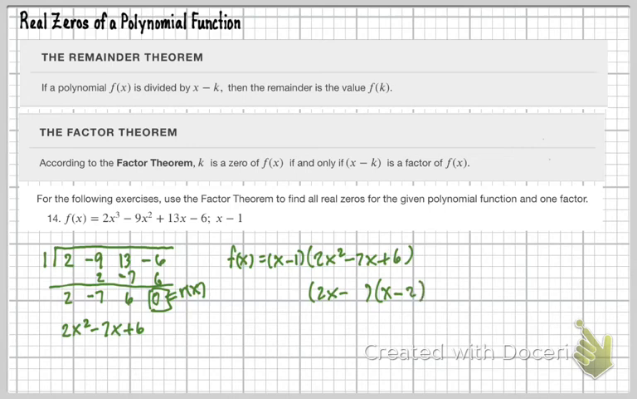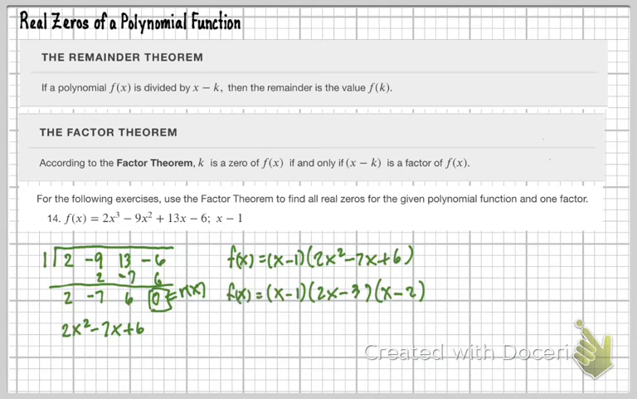So if I put a 2 here and a 3 there, let's see if that works. It's a 2x squared. That's going to be negative 4x, negative 3x. That's going to give me my negative 7x. And then when I multiply these on the end, negative 3 times negative 2, that's going to be positive 6. So that works. So this here is my breakdown. Those are my factors.